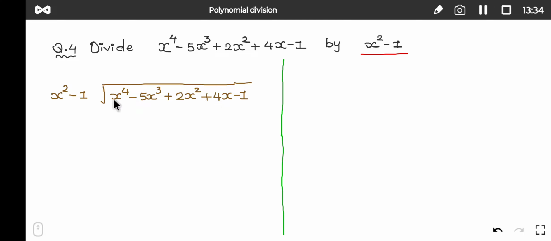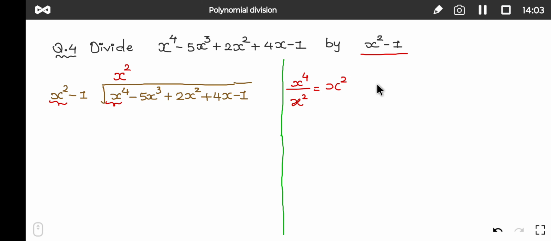Okay, so we will follow our first step, that is x raised to 4, and outside we have x square. Okay, so that is also in the order. So x raised to 4 upon x square. x raised to 4 means x into x into x into x, and in the denominator we have x square, so x into x. So 2 x's will get cancelled, so it will remain x square. So the quotient's first term will be x square.